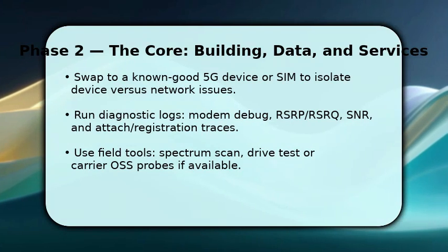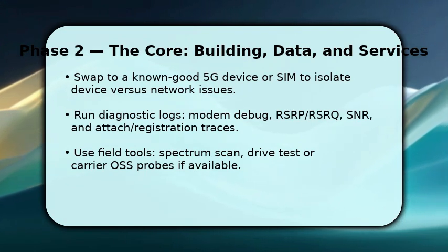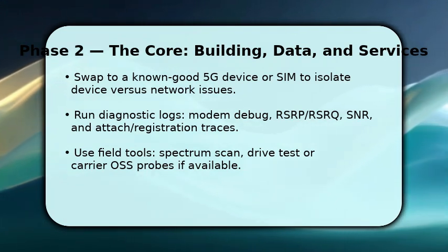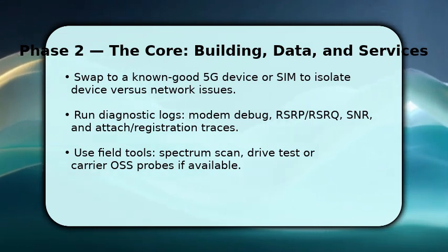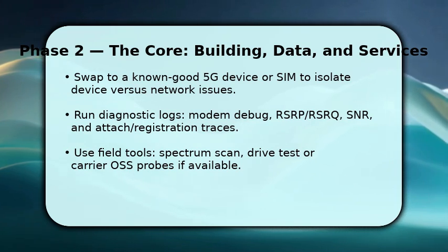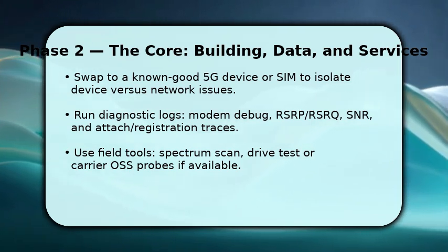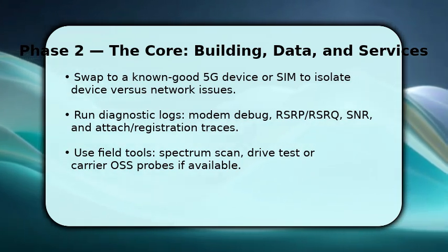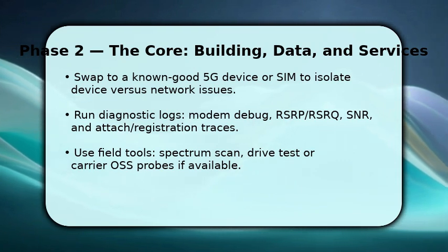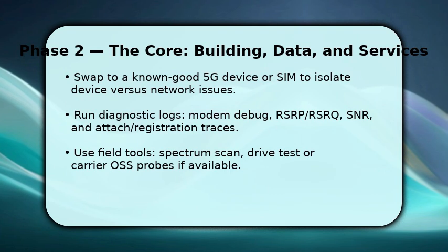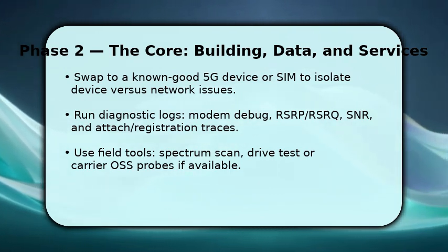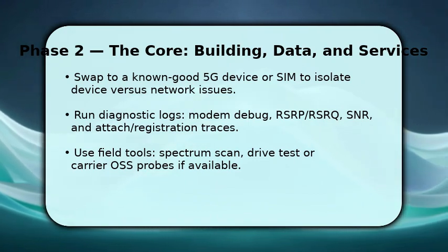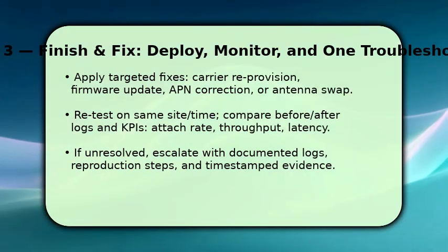You now isolate the fault by changing one variable at a time. Swap SIMs or use a verified 5G device to distinguish device versus network failures. This clarifies responsibility. Then run detailed logs, modem debug, RSRP/RSRQ, SNR, and attach or registration traces. These numbers show where connection drops. Use field tools like a spectrum scan, drive test, or carrier OSS probes when possible, because they reveal interference, coverage holes, or backhaul problems.